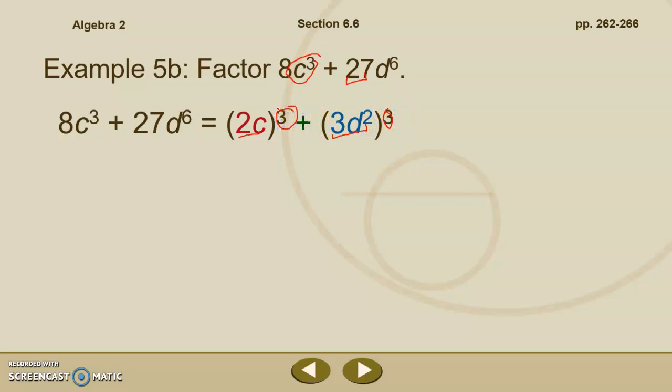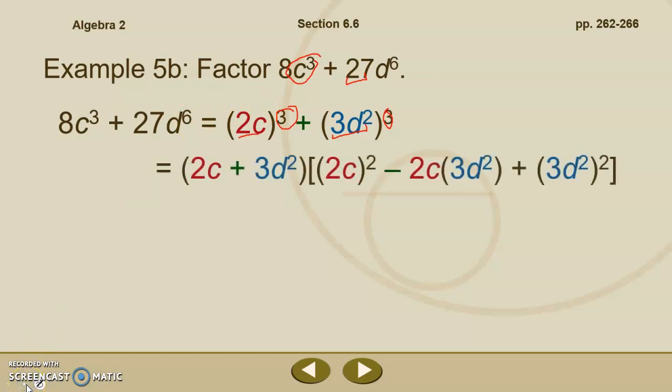And now we have a factoring pattern. Now we have a sum of cubes factoring pattern. Our sum of cubes factoring pattern says a plus b, so here's our a, and here's our b, times a squared minus ab plus b squared. So we're going to plug all that in.